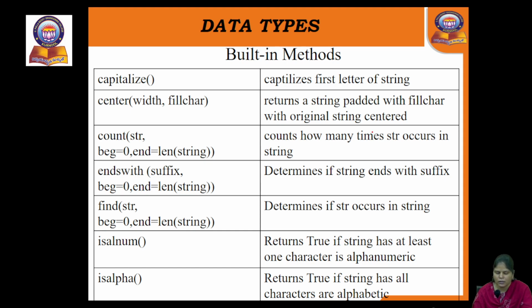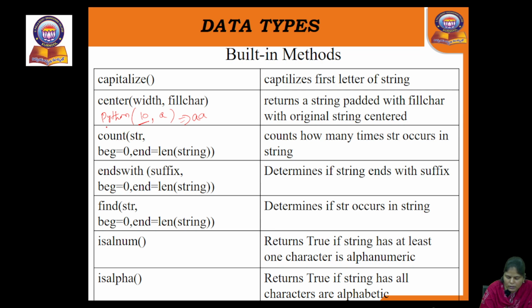It will return a string padded with the fill character with the original string centered. So here, for example, the string I'm considering is Python. I am considering some width and a fill character. Here I have 1 2 3 4 5 6 characters in this particular string. So I want a width of 10, and the fill character I am considering is, say for example, a. Now what will it give as output? So what is the size I have taken?